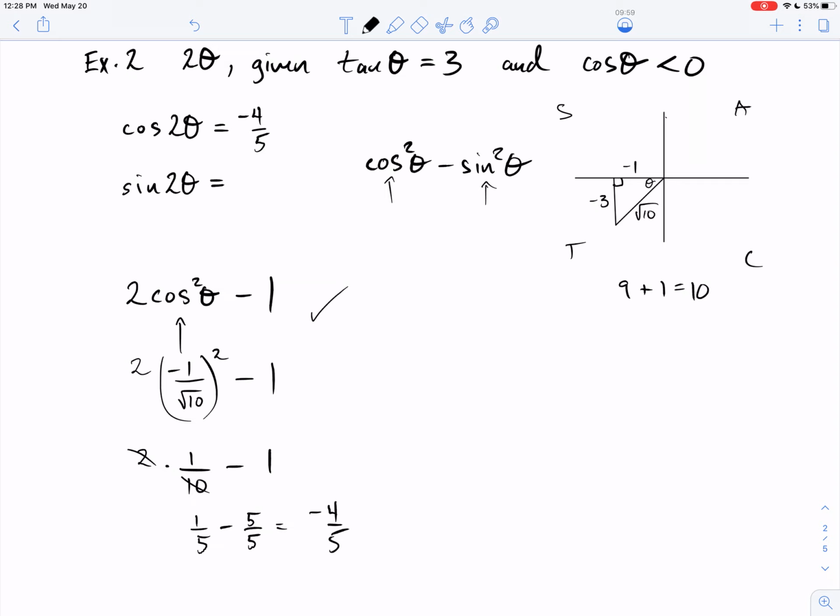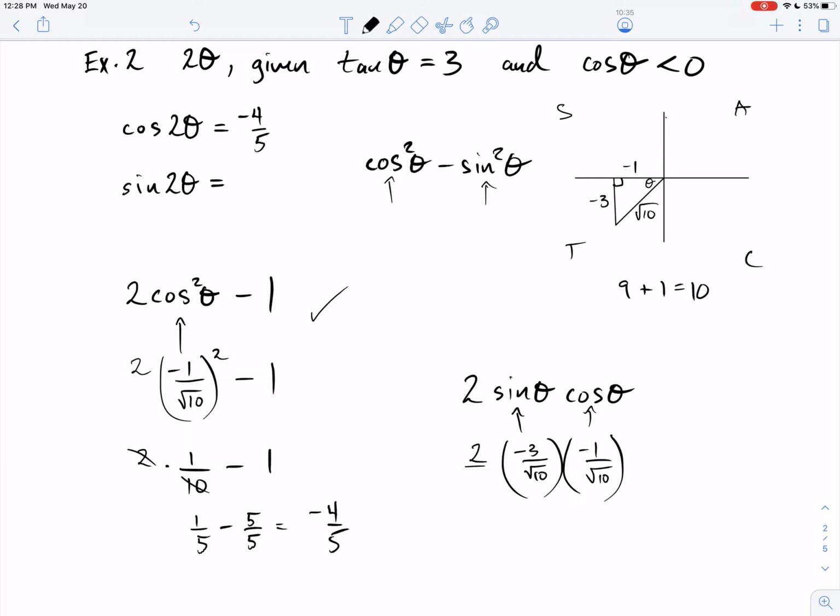But when it comes to sine 2 theta, I have to use this formula because I only have one version of it to work with. And if I wanted to, I'd plug in: what is the sine of theta? It's opposite over hypotenuse. What's the cosine of theta? Same as it was, -1 over rad 10. You'll notice I haven't worried about getting my rads out of the bottom or rationalizing, because sometimes it takes care of itself for you, like it will in this situation.